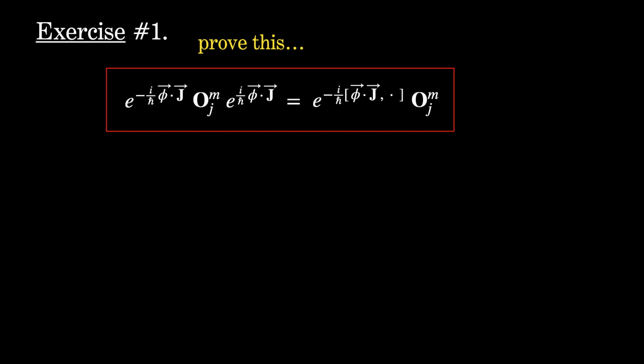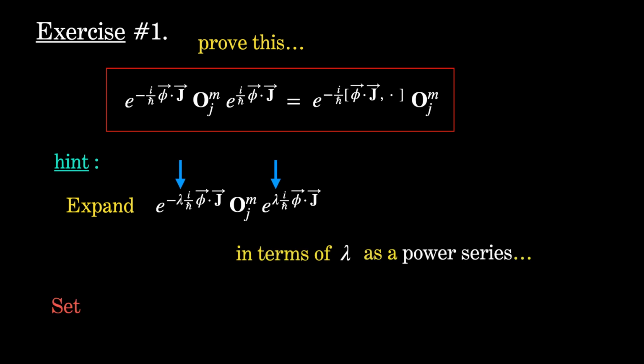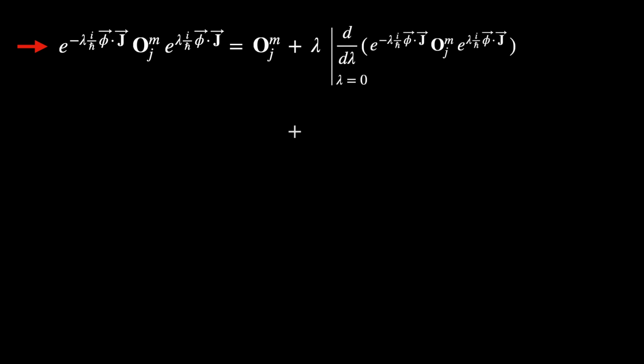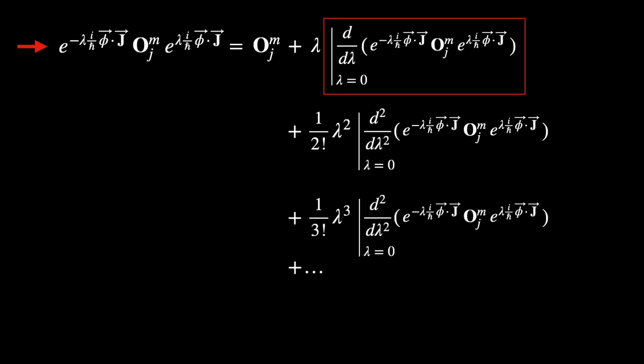In order to prove this relation, the hint is to expand this modified expression as a power series in terms of lambda, then remembering to set lambda to 1 in the end, so that we get an infinite series which represents the left-hand side. Let's look at the power series expansion. Evaluating this coefficient should be instructive.